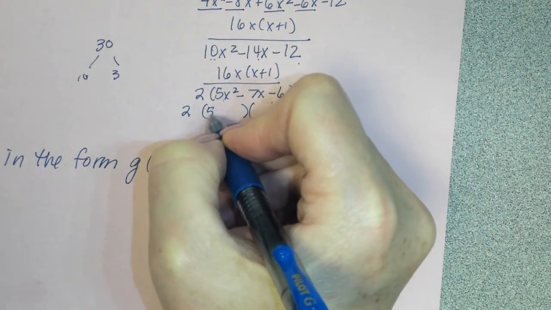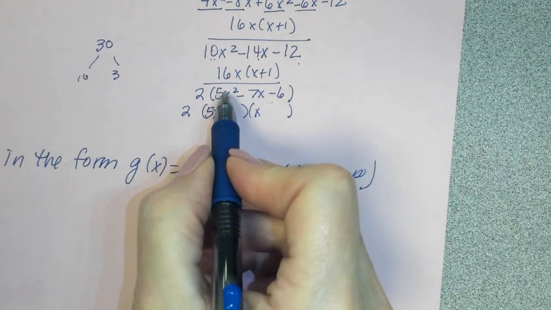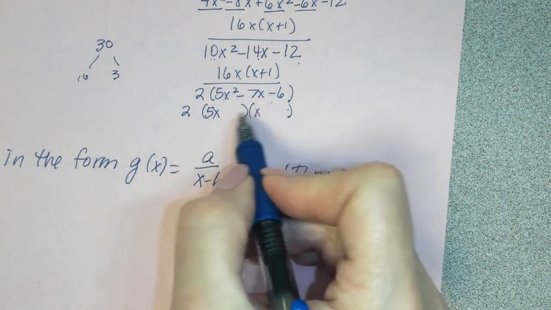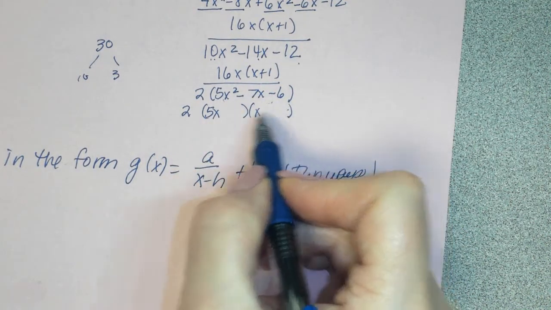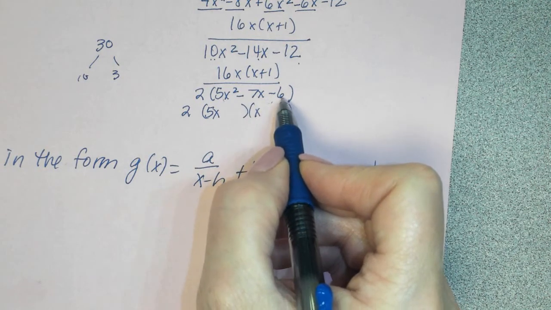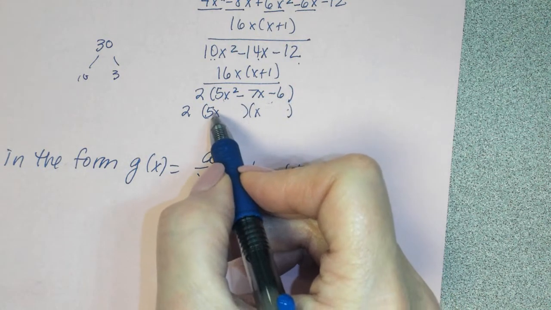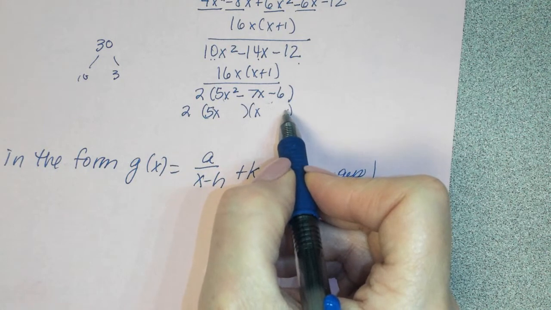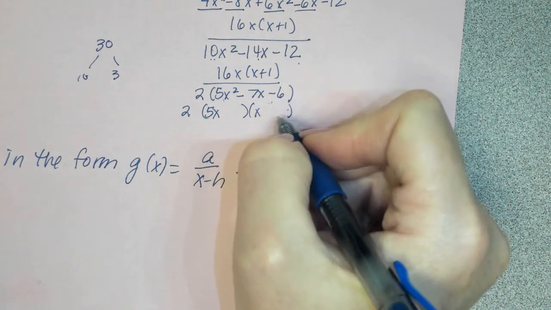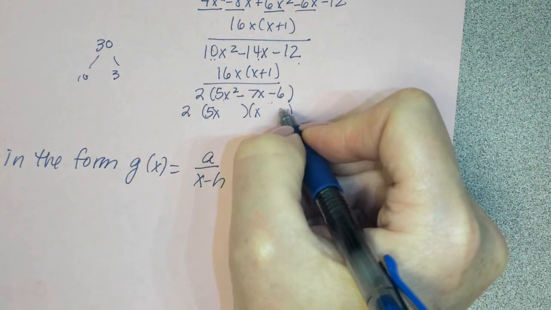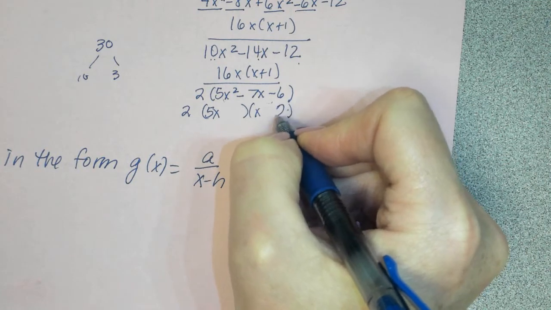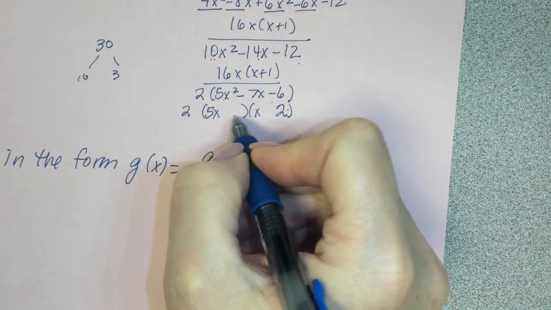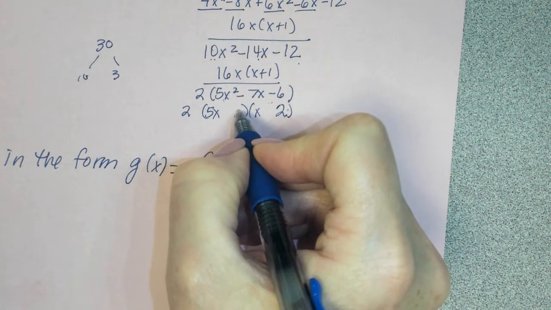I have 5x times x, that'll give me the 5x squared. With the outers and inners, I need to get a 10x and a 3. And I need them to multiply to be 6. How am I going to get a 10x? What do I need this to be? 5 times what's going to give me 10, guys? So that has to be 2. If this times this has to give me 6, what's this have to be?